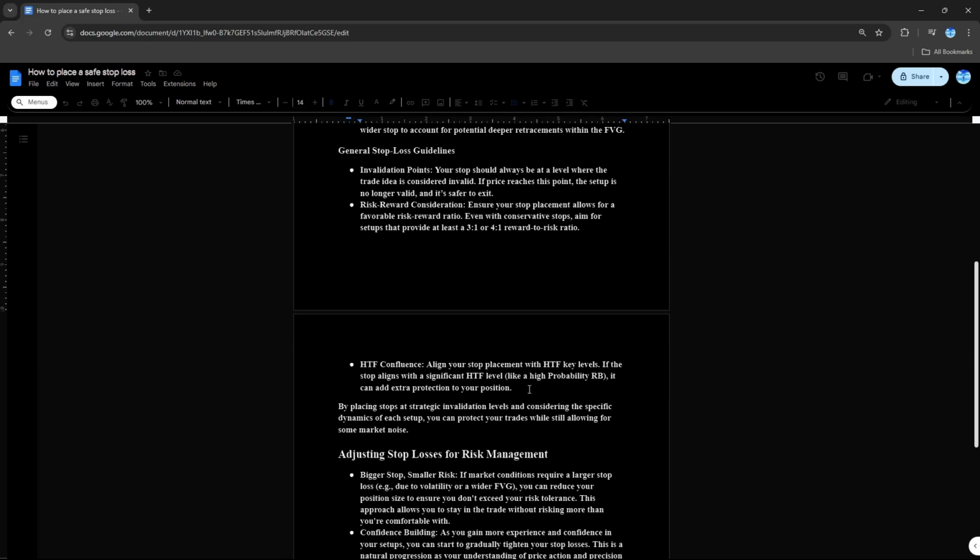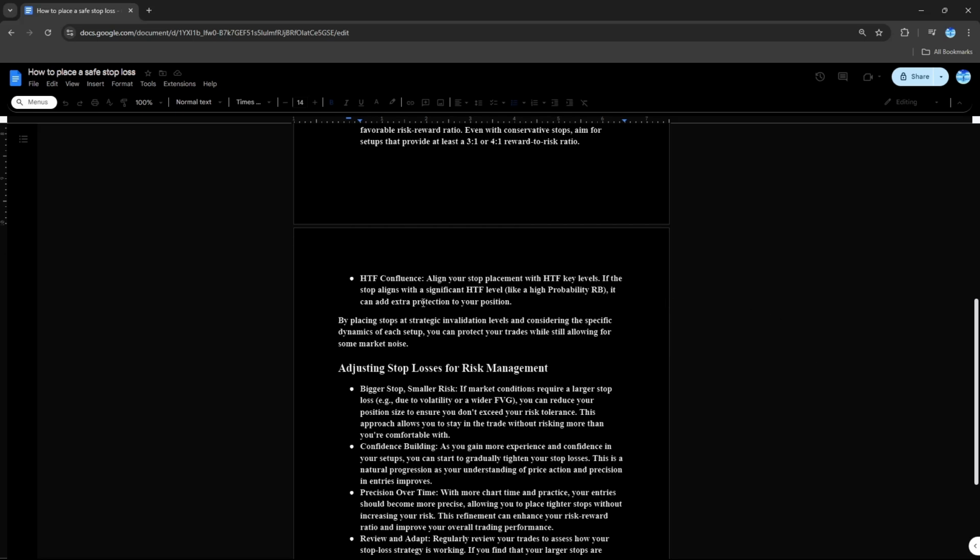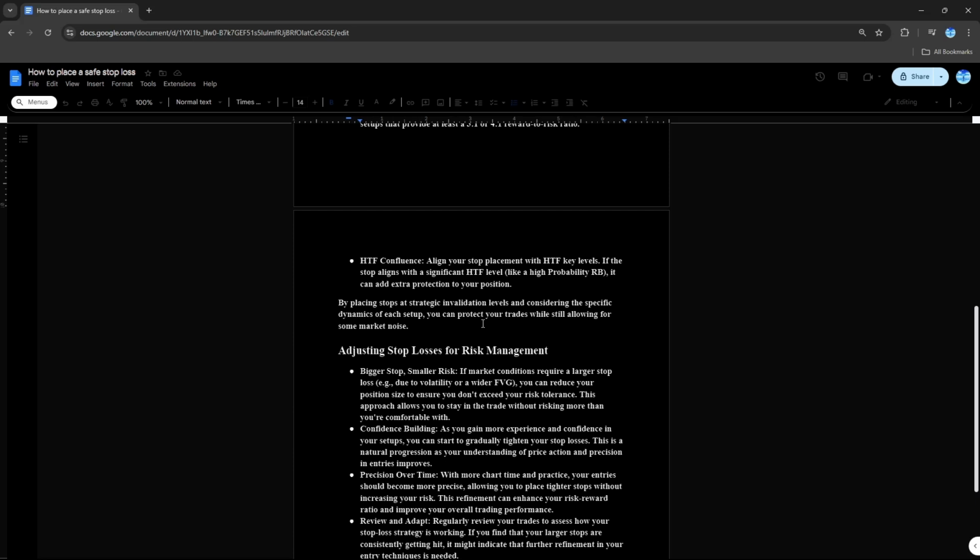Always align your stop loss placement with high time frame key levels and confluences. If the stop aligns with a level like a high probability rejection block, it can add extra protection to your position, but it can also allow you to add in because you're delivering from a high time frame key level and will deliver more aggressively. By placing your stops at strategic invalidation levels and considering the specific dynamics of each setup, you can protect your trades while still allowing for some market noise.